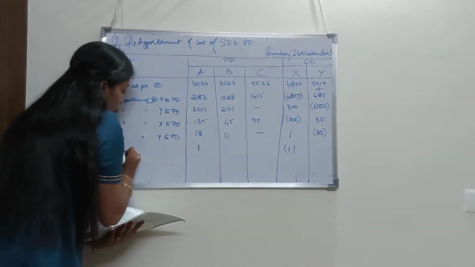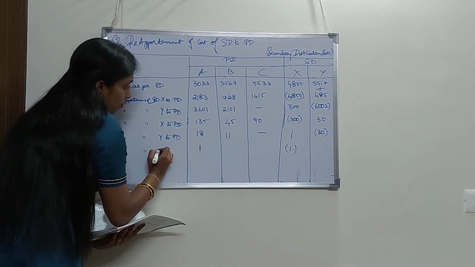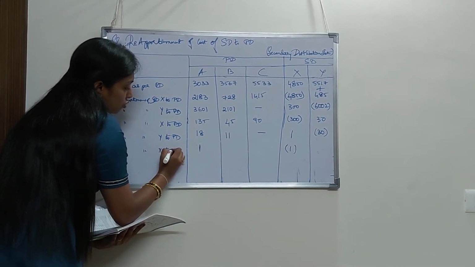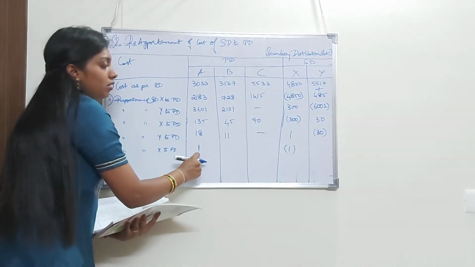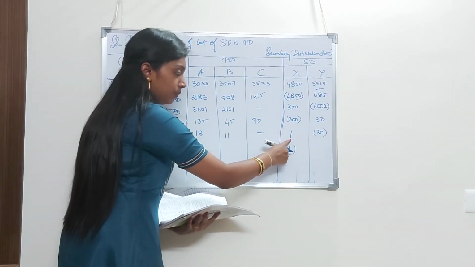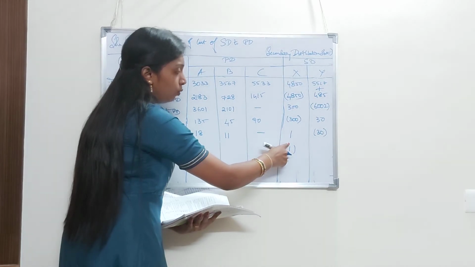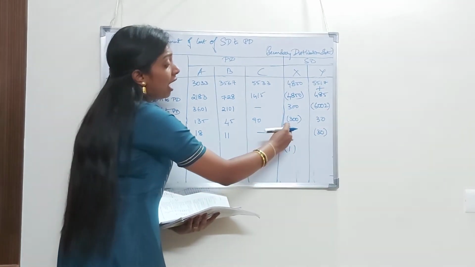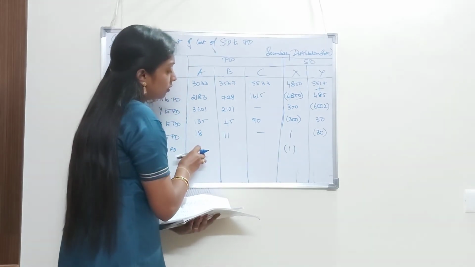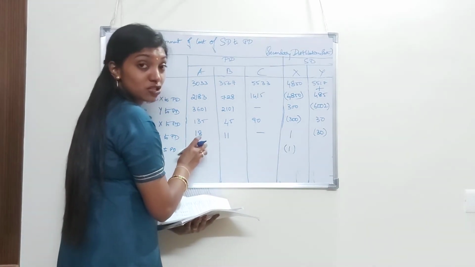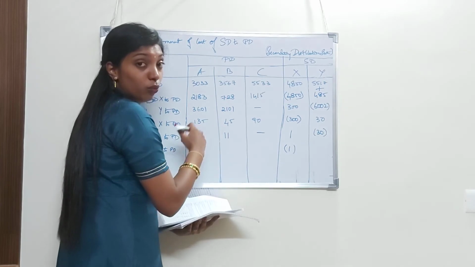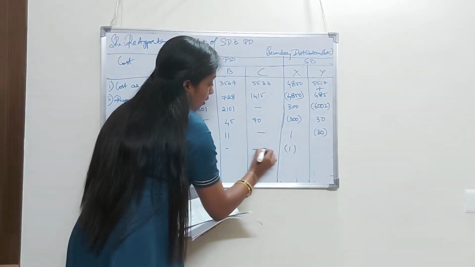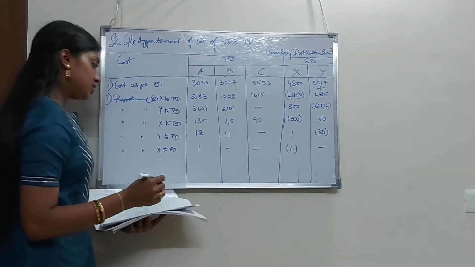So reapportionment of service department X to production departments. 1 is being the remainder. Since 1 is a negligible amount, we cannot again redistribute to various departments. I am going to just put this under the department which has got the highest share for X, and the remaining I am going to put as nil.